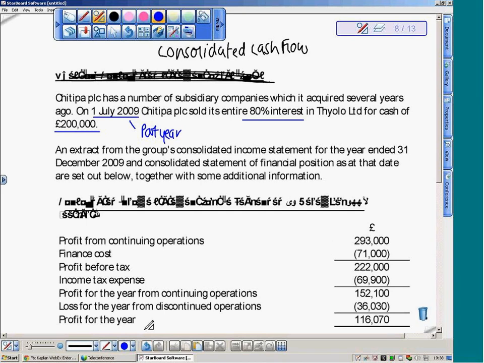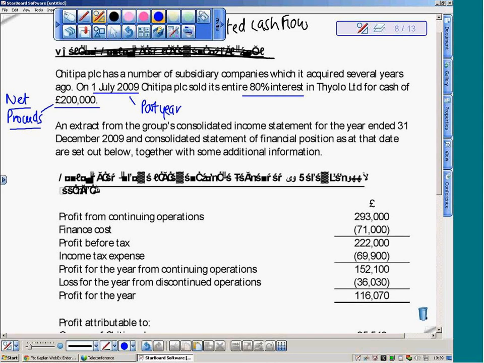Now 200,000, yes, that is a cash inflow for the group. However, from a consolidation perspective, we're interested in the net proceeds. When you dispose of a subsidiary, yes, you're getting the money for disposing of your shareholding, but remember, you're no longer going to be consolidating their cash balance. So you want to think about net proceeds, which are going to filter through in your investing activities, and we'll deal with that when we get to it.